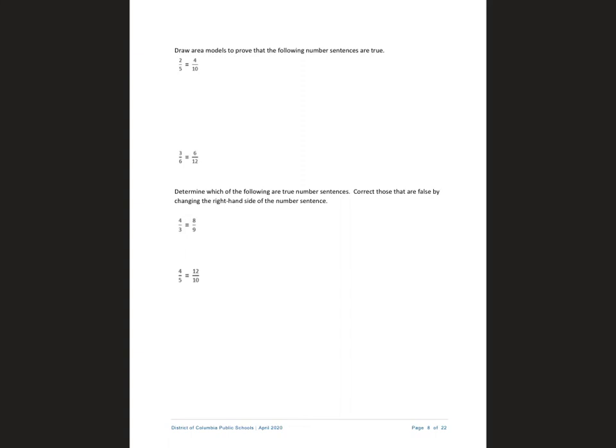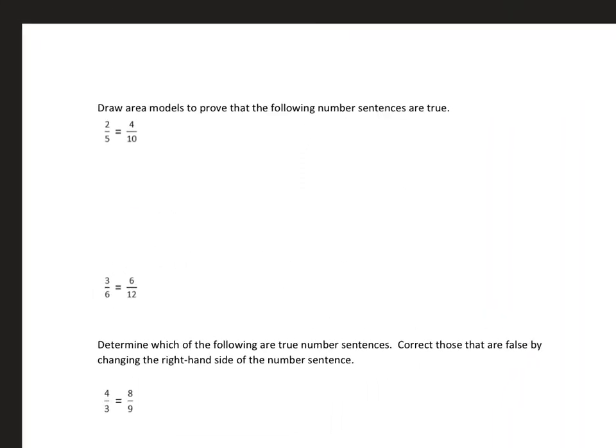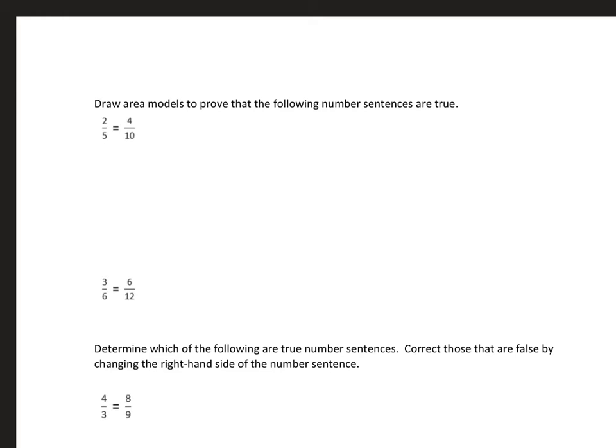All right, we are on our last page. So now we're going to actually draw the area models here. It says draw the area models to prove that the following number sentences are true. Okay, so I can see that our original fraction is 2/5. So I want you to draw an area model that represents 2/5 to start.